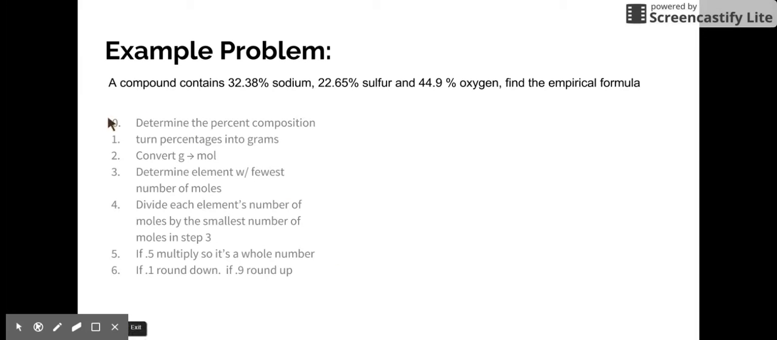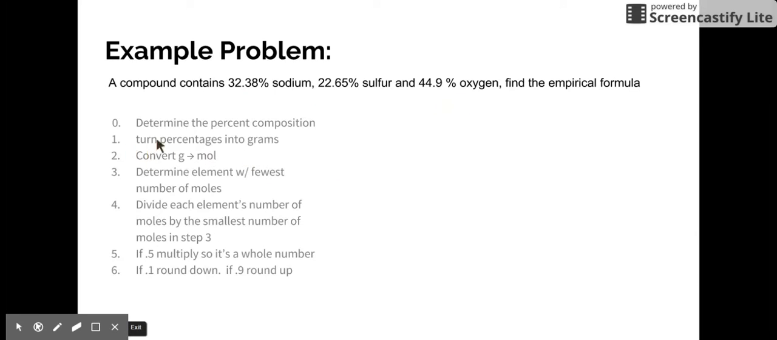So the first thing I said here is to determine the percent composition. This is not always given to you. However, in this problem it is. Notice that they are in percentage. That means that we have the percent composition. Sometimes we might be forced to find the percent composition, but in this problem we won't need to. So we found the percent composition here. They are the 32.38% sodium, 22.65% sulfur, and 44.9% oxygen.